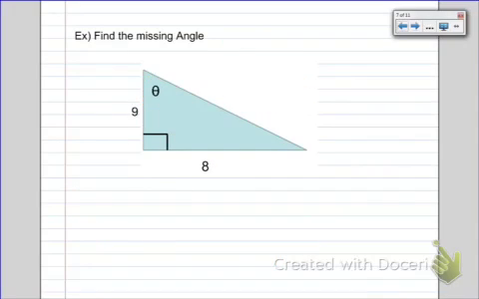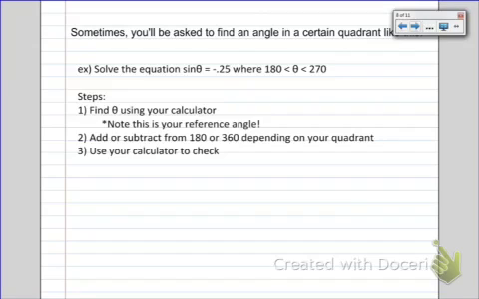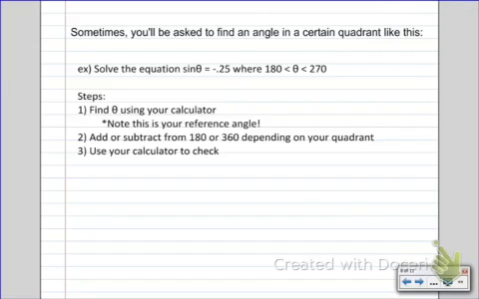Alrighty. Last couple things here. So now we use just a right triangle. Now what we're going to do is we're going to find any angle. So in a right triangle, they're all less than 90. They're an acute angle. Now we're going to have to look at any angle in any quadrant. So, for example here, this question says, solve the equation, the sine of theta equals negative 0.25, where theta is between 180 and 270. 180 and 270, what does that mean? Let's take a look.